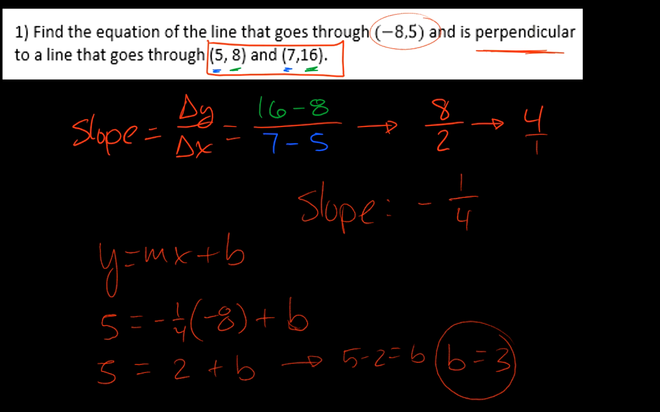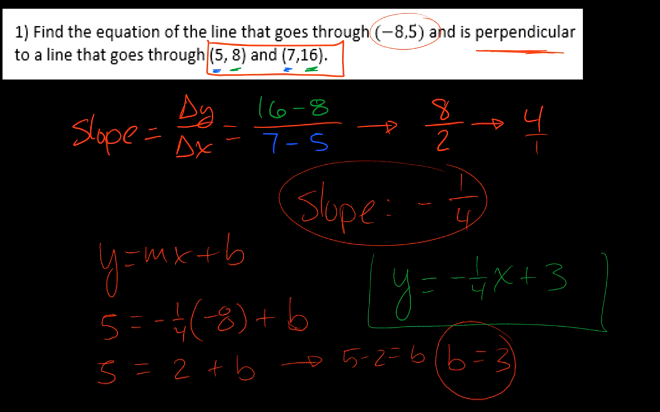So for this equation, I've got these two properties: a y-intercept at 3 and a slope of -1/4. So my answer is y equals -1/4 times any particular x plus my y-intercept of 3. This is the equation of a line that will go through the point -8, 5, and this particular line will be perpendicular to the line that goes through 5, 8 and 7, 16.